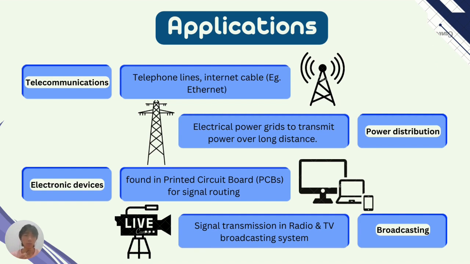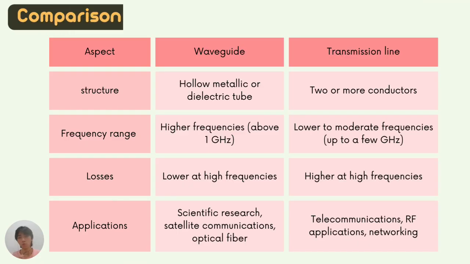And besides that, we use them in electronic devices. The transmission line can be found in printed circuit boards for signal routing. And lastly, in broadcasting, the signal transmission in radio and TV broadcasting systems uses the transmission line to propagate.